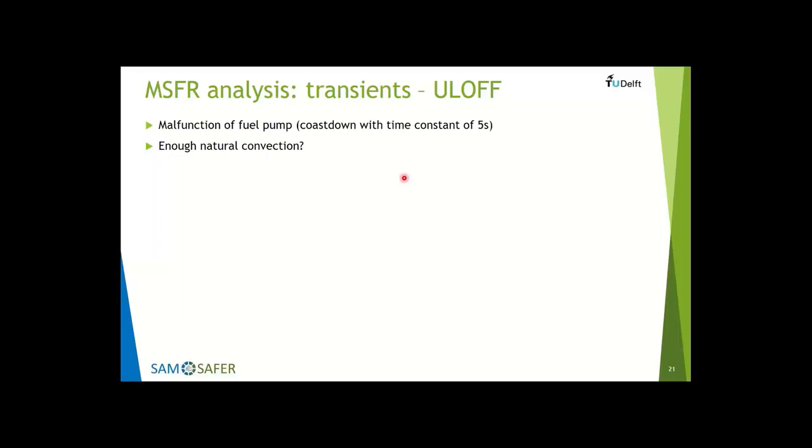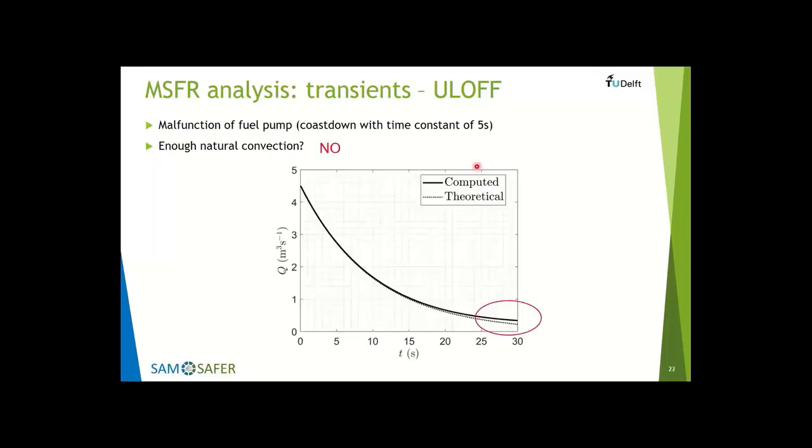One last example of transients that I want to show you is the loss of flow transient, which can happen, for example, in the case of malfunction of the fuel pump. We simulated it with a coast down, having a 5 seconds time constant. And the main goal of this kind of simulation is always: are the temperature gradients across the primary circuit enough to sustain natural convection, which can of course remove enough heat from the core?